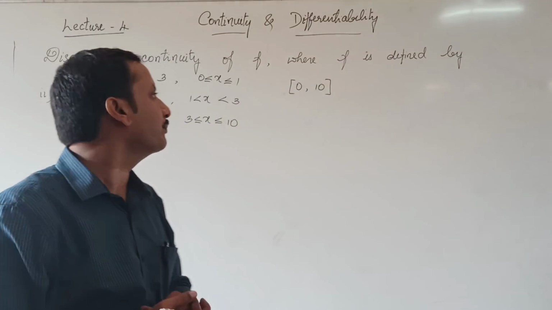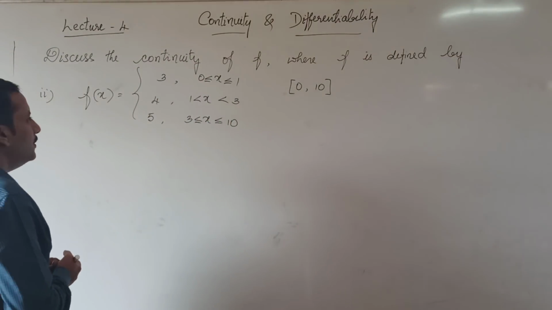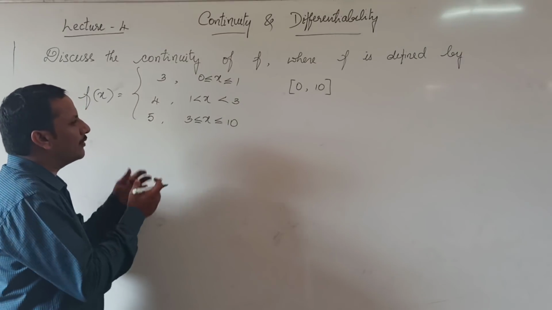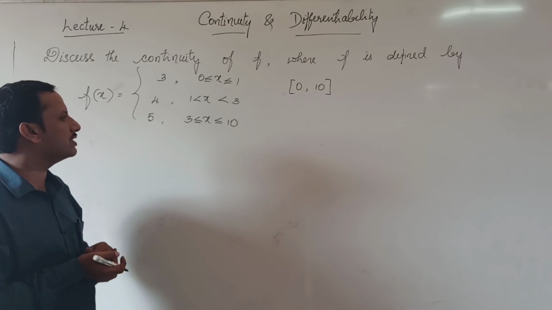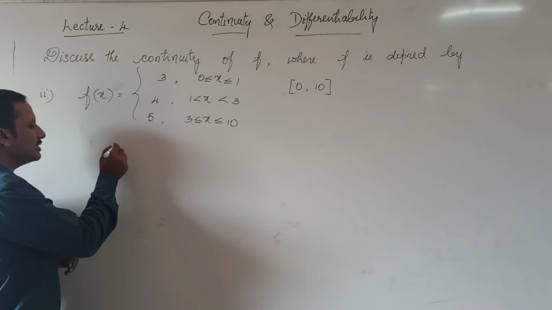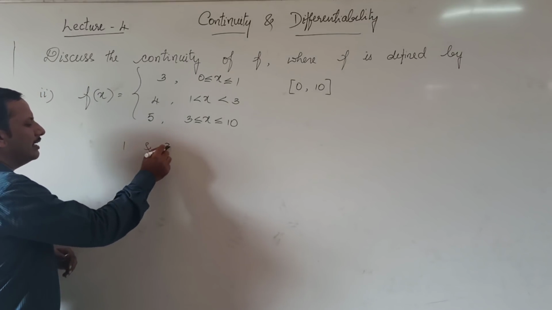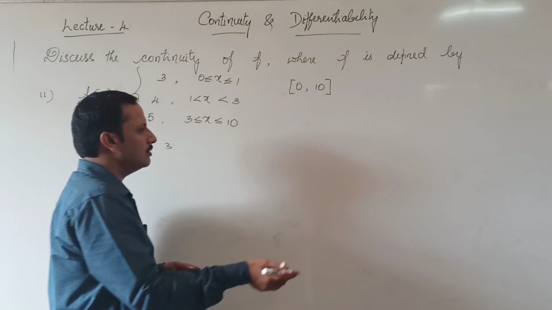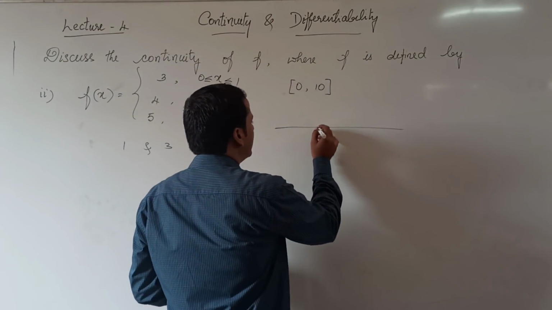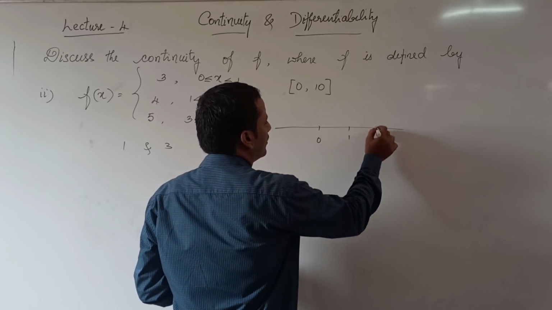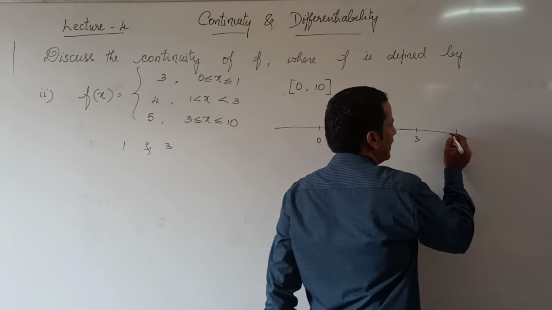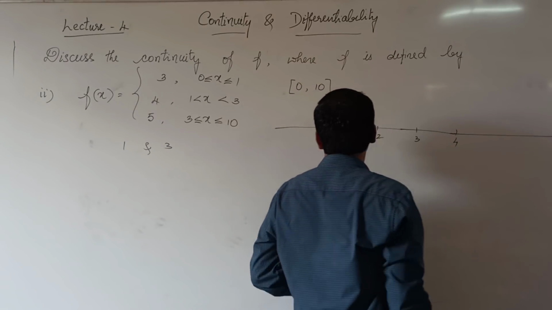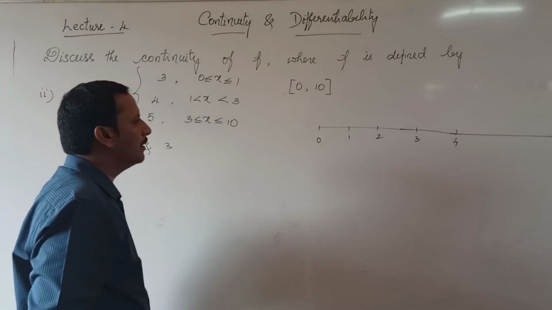Okay. So now by looking at this only, you can identify that the points of discontinuity may arise at 1 and at 3. Because you see how it is defined. Here I take 0, 1, 2, 3, 4 and so on till 10 because we are only talking about 0 to 10.